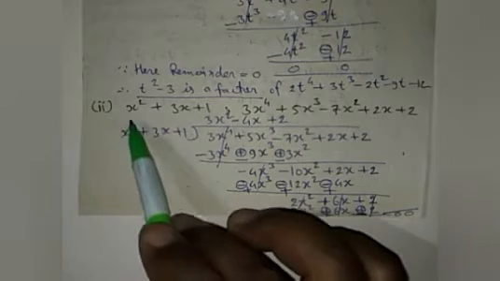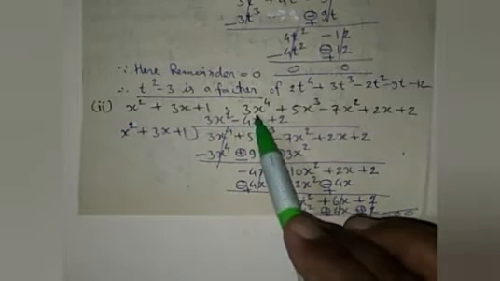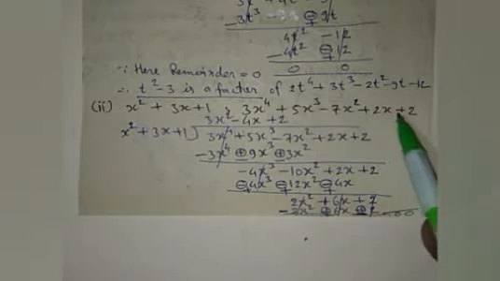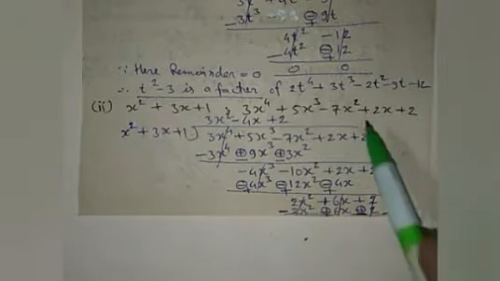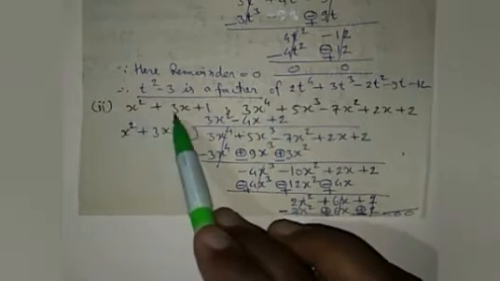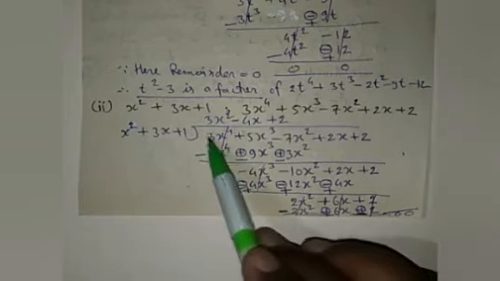In the second part, the first polynomial is x square plus 3x plus 1, and the second polynomial is 3x power 4 plus 5x cube minus 3x square plus 2x plus 2. So here you have to divide this polynomial by this polynomial. Using the long division method, you will get it here.